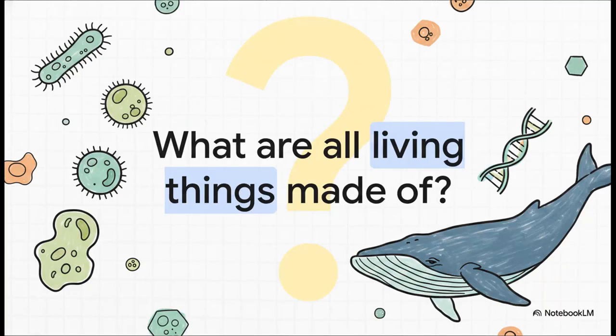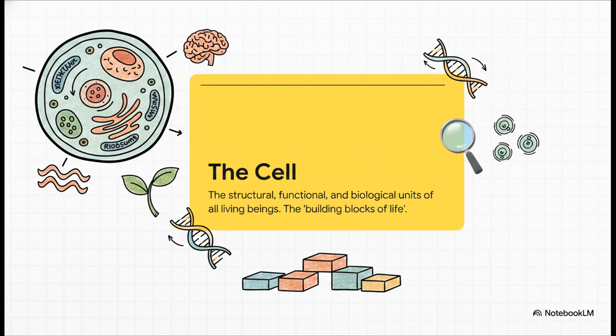So, let's kick things off with a huge question. Think about everything alive, a tiny little bacterium, a giant redwood tree, even you. What's the one thing they all have in common? You got it. It's the cell. And this is so important. Everything an organism does, whether it's moving, growing, even just thinking, it all starts right here at the cellular level. That's exactly why we call them the building blocks of life.